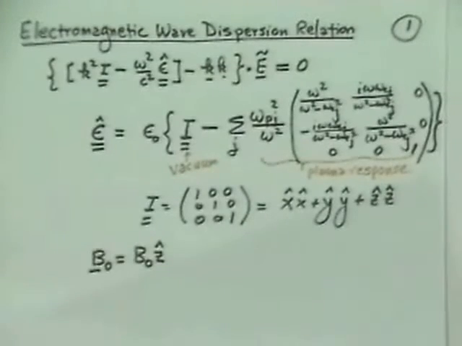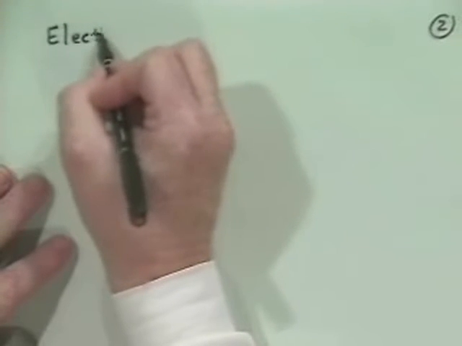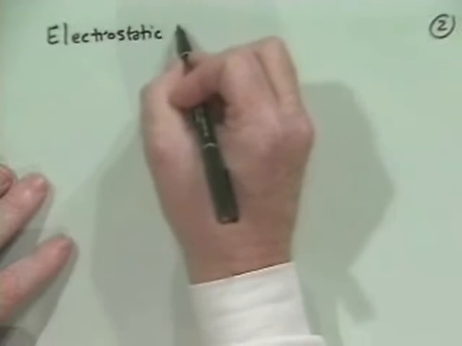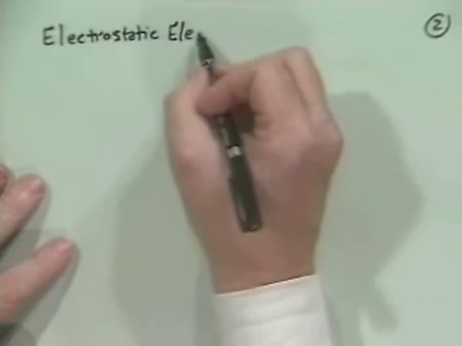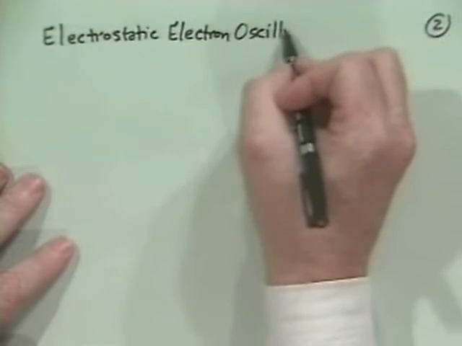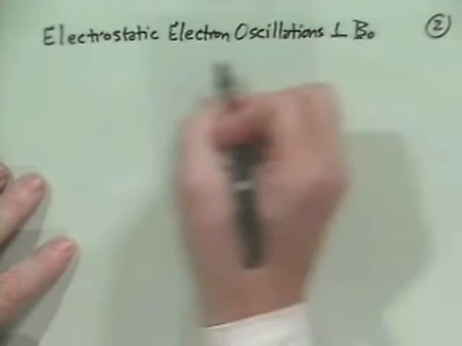So let's talk about some particular cases. Now, the simplest case that we can talk about is electron plasma oscillations perpendicular to B. So let's talk about electrostatic electron oscillations perpendicular to the equilibrium magnetic field.